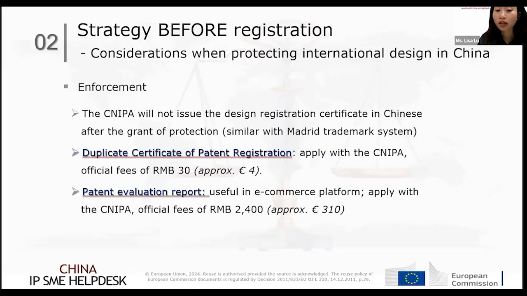Another thing you can consider is the patent evaluation report. I mentioned that designs will not go through substantive examination. So to prove your industrial design is stable and can be enforced, you should also consider applying for a patent evaluation report. This is very important when you actually want to enforce your rights, especially on e-commerce platforms. Again, this can be applied for with the CNIPA, and the official fee is around €300.